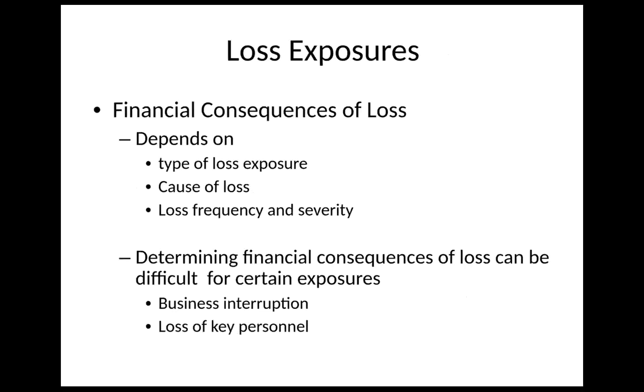And the other element that we talk about is the financial consequences of loss. It really depends on the type of loss exposure, the cause of loss, and loss frequency and severity. So again, financial consequences when it comes to a vehicle, it's fairly easy to get an idea of the cost of replacing the vehicle. But when it comes to the personal injury of the person in the vehicle, that can be in the millions of dollars, right? It really depends on the type of exposure, what was the cause, and then how frequently do those occur. Being the owner, you want to look at that, or the risk manager.